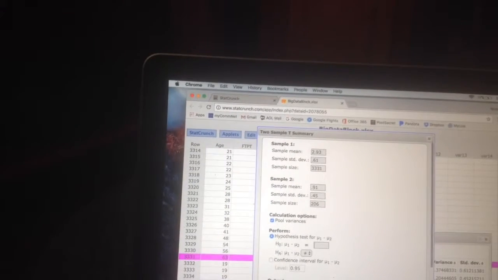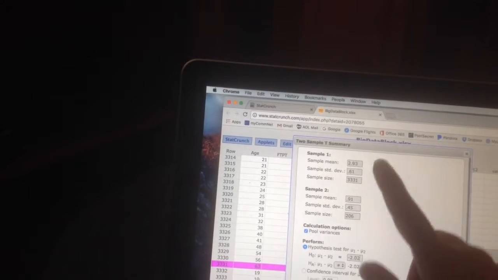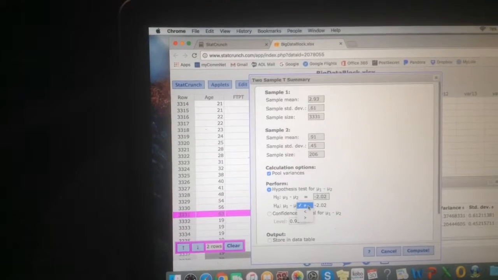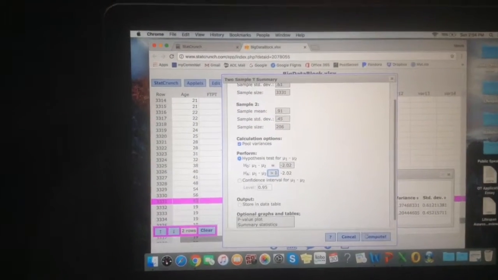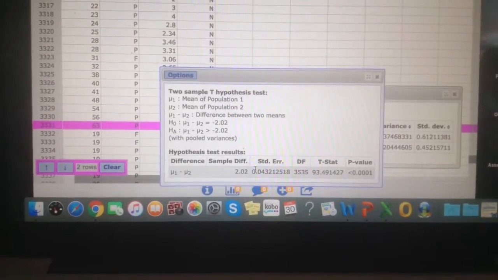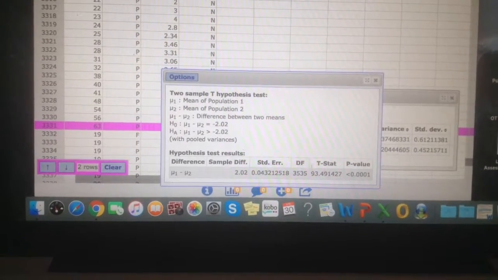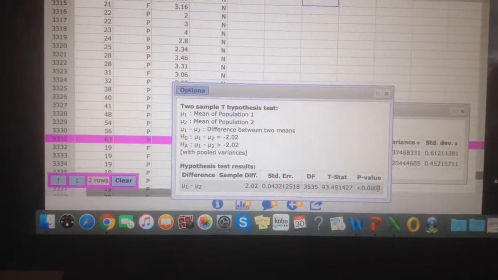And the hypothesis test, like I said, comes out to be 2.02 because you're taking this and subtracting this. And our claim is saying that it's greater than the negative 2.02, so let's compute that. And you can see here that our p-value is less than 0.0001. Because the p-value is so small, we fail to reject null.